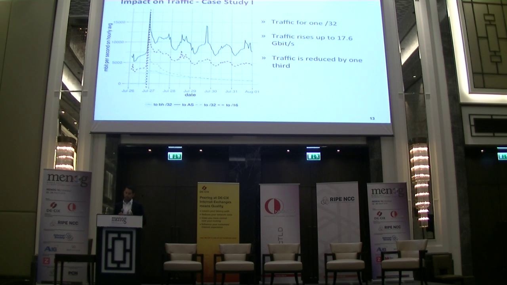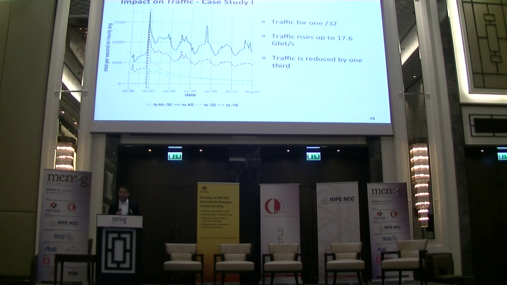We have four lines here. The green line is the overall traffic received by the /32. And we see the blue line down there. This is the traffic that ends up in the blackholing. And the yellow line above indicates the traffic that still gets through to the /32.